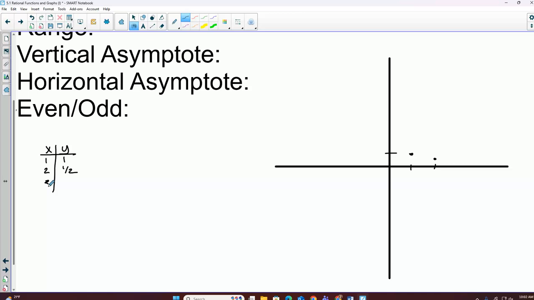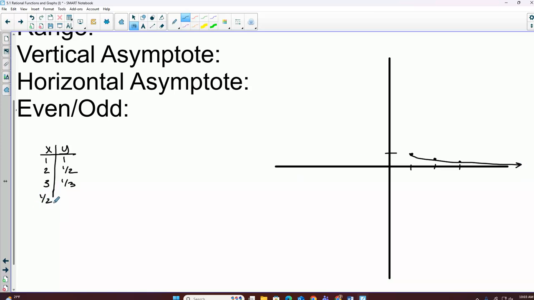If I put in a 3, 1 over 3 is a third. What's happening to this? It's getting smaller, and it's going to keep getting smaller, right? Will it ever equal 0? Can you do 1 divided by something and get 0 for an answer? No. So it's getting smaller, but it's not actually ever equal to 0. It's just approaching it.